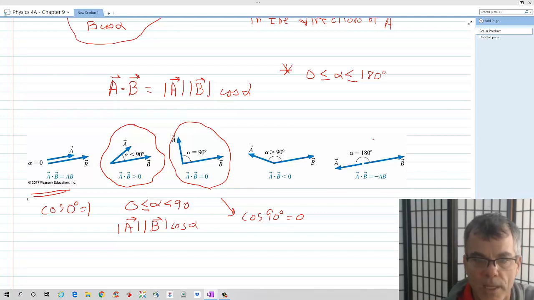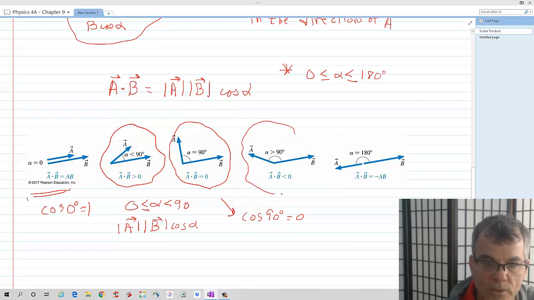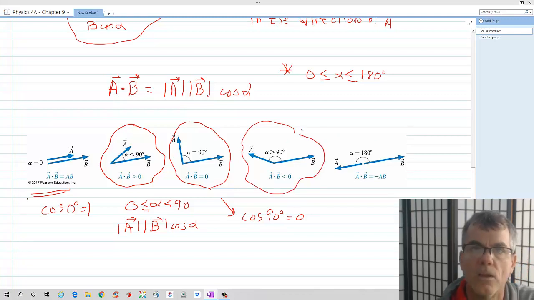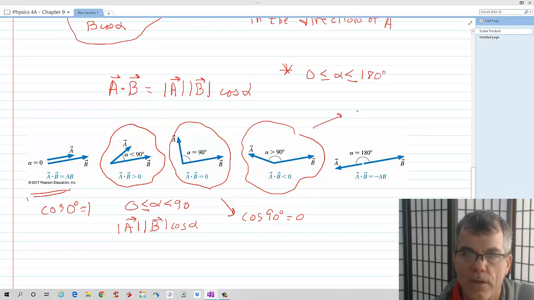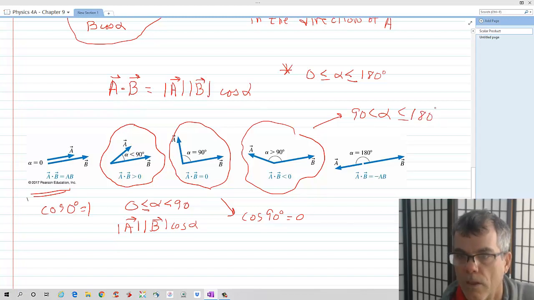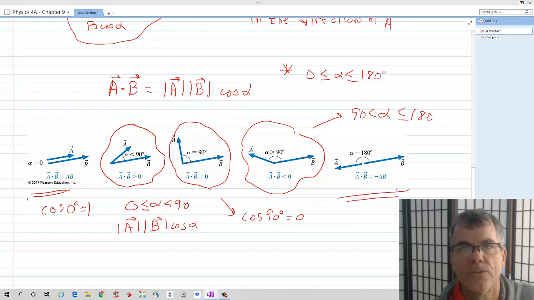If the angle is between 90 and 180, so our angle is greater than 90 and less than or equal to 180, cosine of that is negative, so our dot product is going to be negative. And in the case when it's exactly 180, cosine of 180 is -1, so the dot product is just negative the magnitude of A times B.